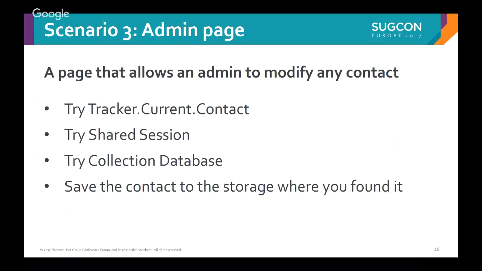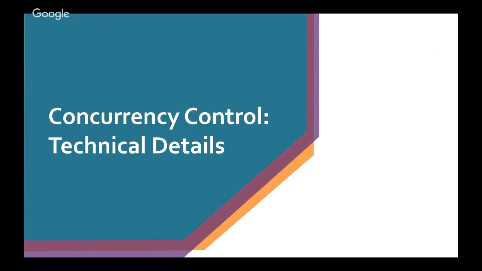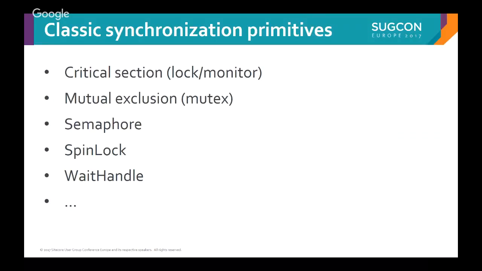All right. I also wanted to tell you how exactly this concurrency control is implemented. And I wanted to start with some analogies. In classic concurrency programming, you have some synchronization primitives, like locks and monitors, mutexes, semaphores, etc.